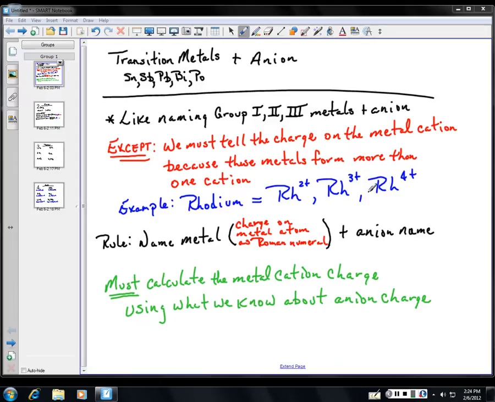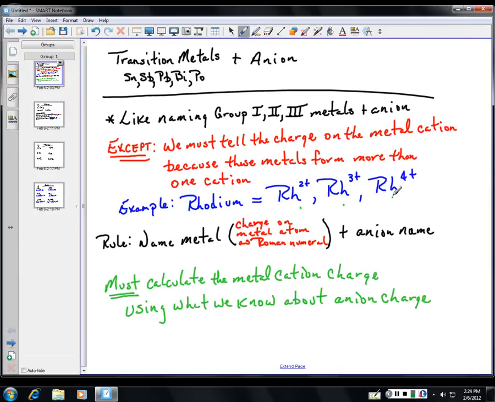Now, here's the good news. It's like naming a group 1, 2, or 3 metal and an anion, in that we're going to give the metal its name, and we're going to give the anion its name. Our exception is that we have to tell each other what the charge on the metal cation is, because these metals form more than one cation. For example, rhodium, I think it's element number 45 on the periodic table. It can form a cation with a 2+ charge, a 3+ charge, or a 4+ charge. So we have to tell each other which metal cation we're looking at.